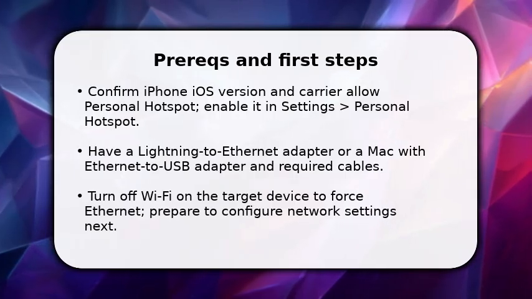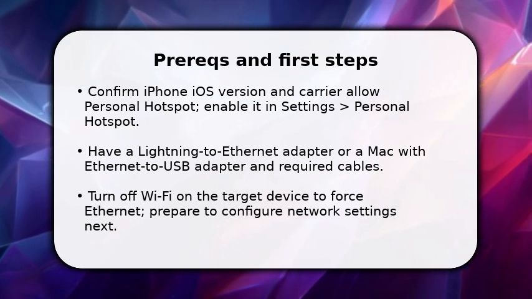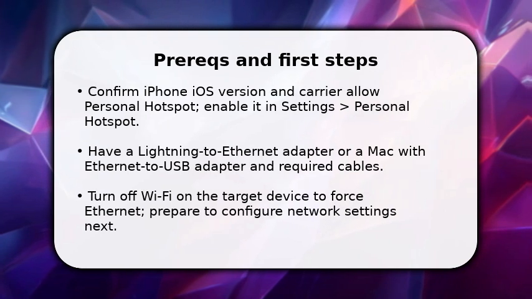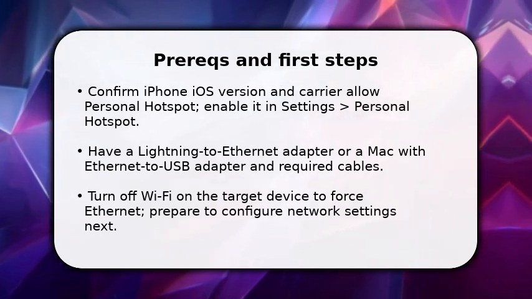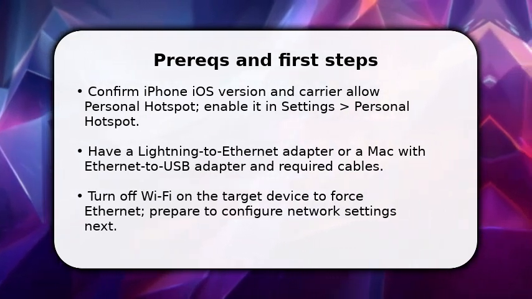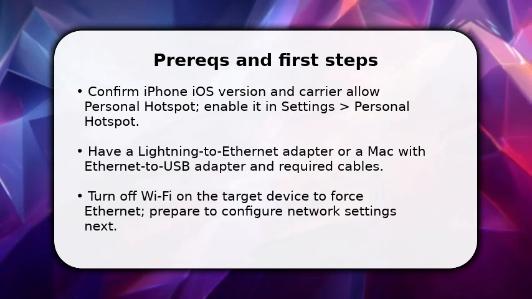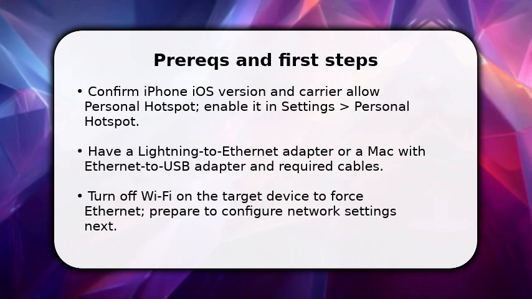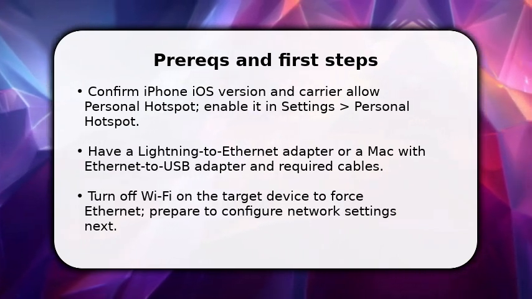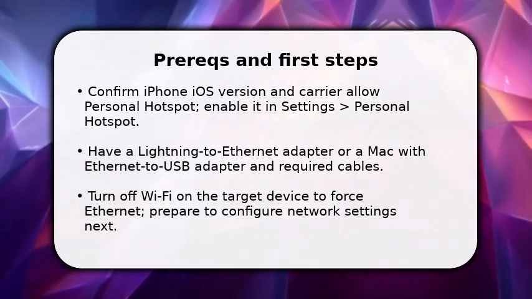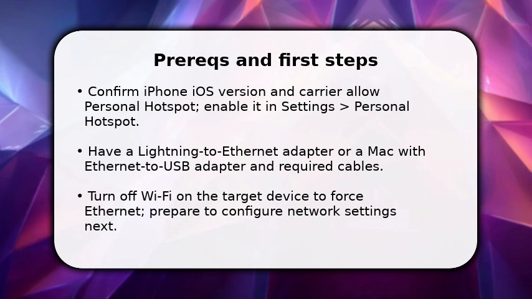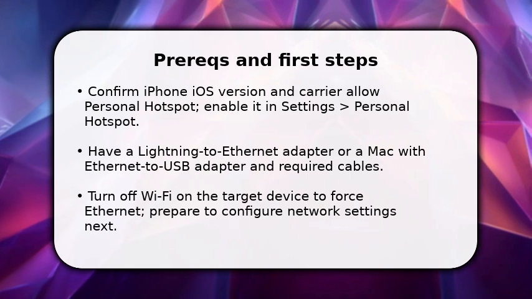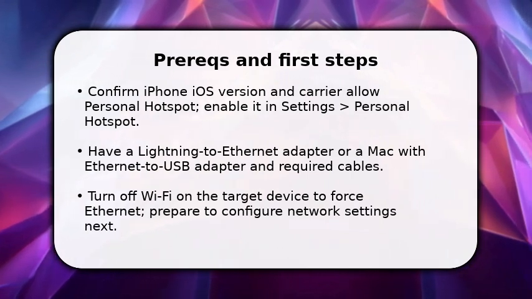You start by confirming prerequisites. Your iPhone supports personal hotspot, and you have a Lightning to Ethernet adapter or a computer that will bridge the connection. Enable personal hotspot in settings. Make sure cellular data is on so the phone can share internet. Once done, plug the adapter into the iPhone and connect the Ethernet cable to the target device or adapter. This first step creates the physical pathway. You're now ready to configure the device to use that connection explicitly.